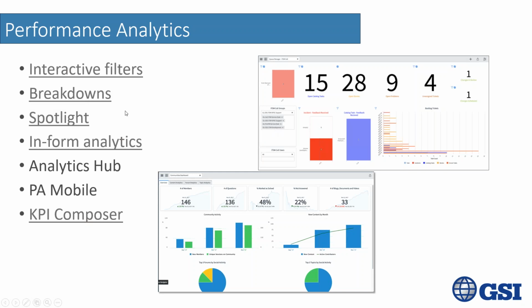You can also look at breakdowns. Spotlight also brings up the data that is most meaningful, so it drives work to the user without the user having to figure out what the highest priority and most meaningful work is that they need to take care of immediately.